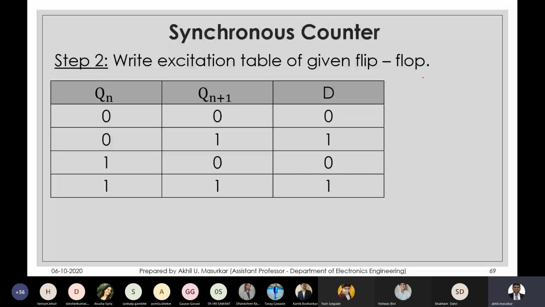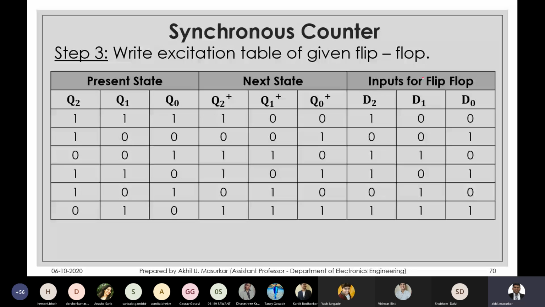Now let us go to step number 3. First, what I have done is I have listed down the sequence 7, 4, 1, 6, 5, 2. So I have listed down the binaries of 7, 4, 1, 6, 5, 2 in terms of present state. If I am at 7, my next state should be 4. So my sequence is like this, right?